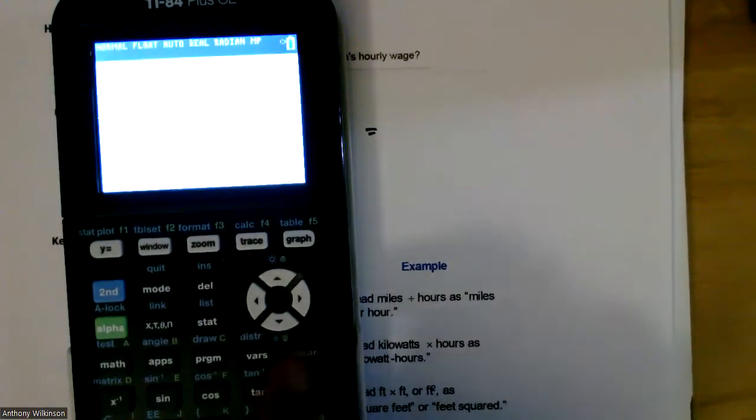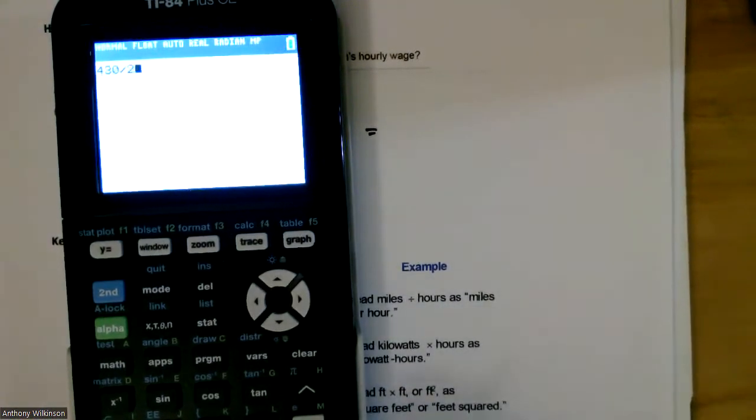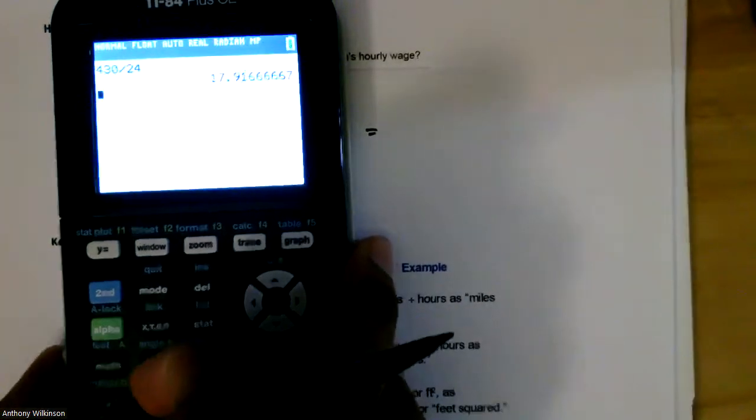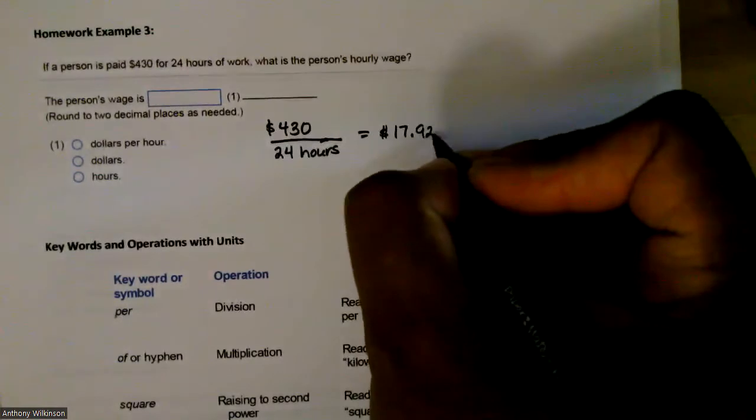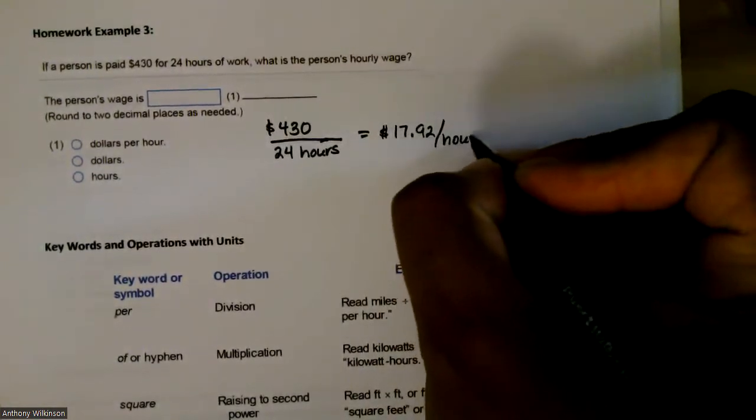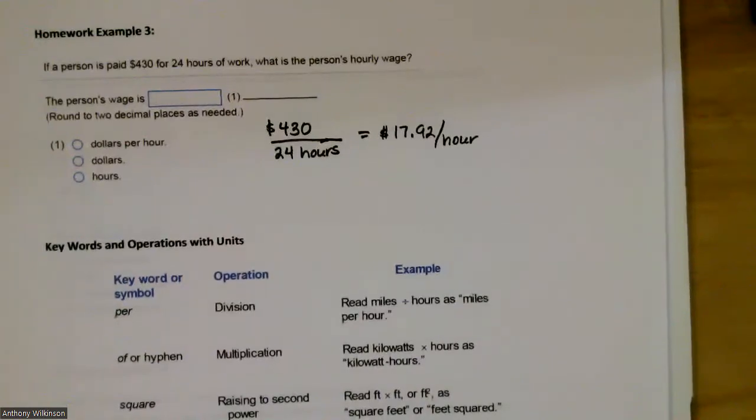I guess I'll go and show you this on the calculator. So this is 430 divided by 24. Now in this case here, they want this rounded to 2 decimal places. So 17.91666 repeating. This 6 will make the 1 a 2, so it'll be 17.92, or $17.92 per hour. So the person's hourly wage is $17.92 per hour.